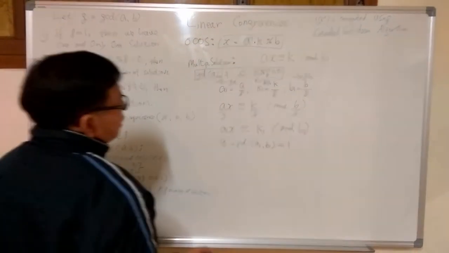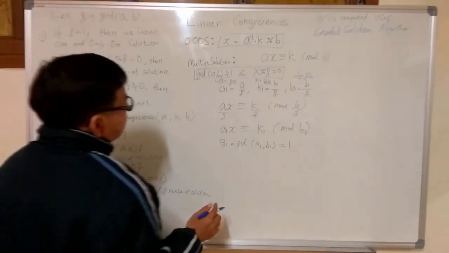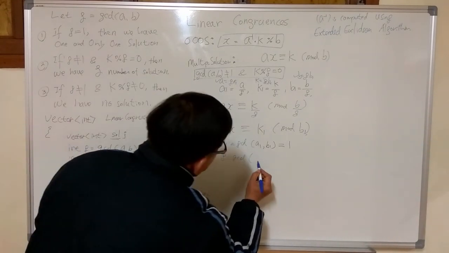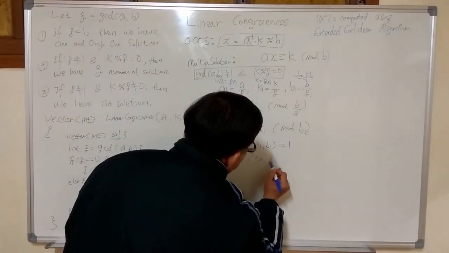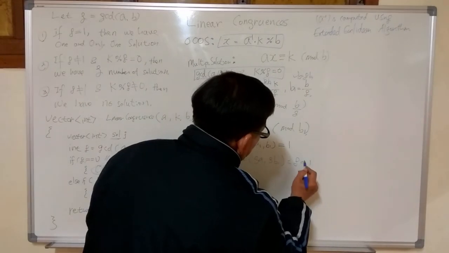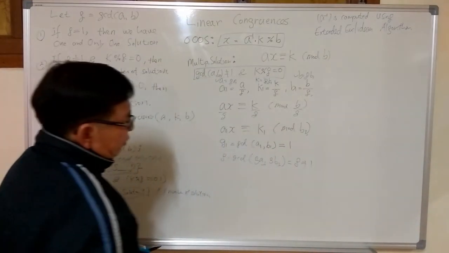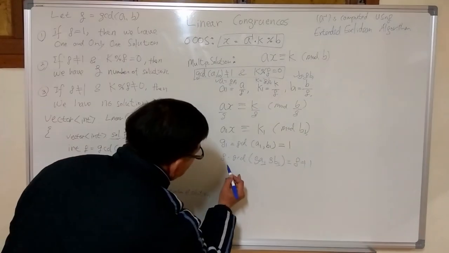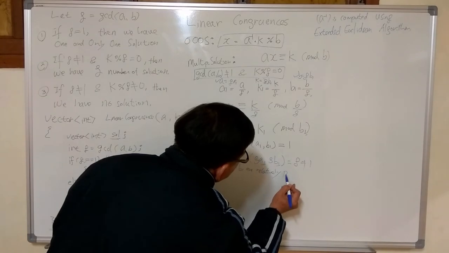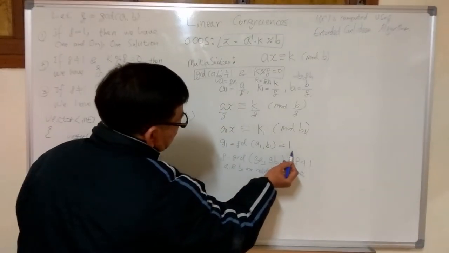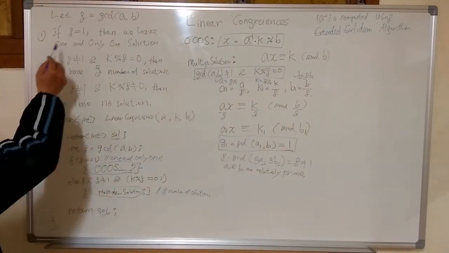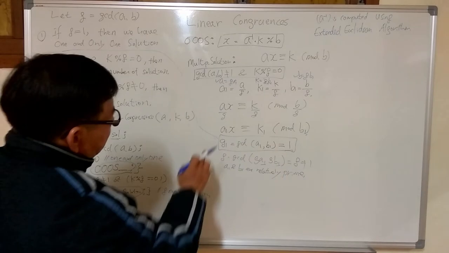If we take G equal to GCD(G·A1, G·B1), it should be G. G is not 1, so this means A1 and B1 are relatively prime, or coprime. So this should be 1. If it becomes 1, we can apply this case again. So we are solving this equation now.